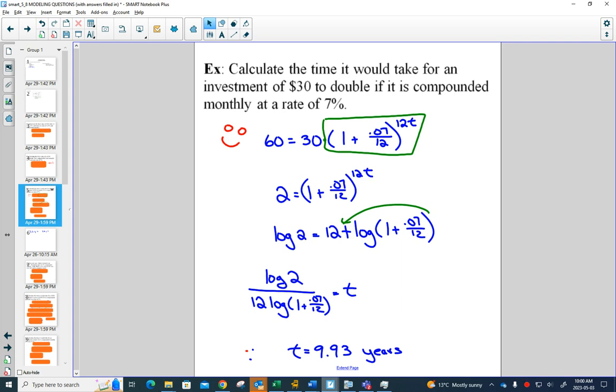Or if you happen to have $5 million, it would double. If you had $5 million, right, and you got 7%, it would be $10 million in 10 years.